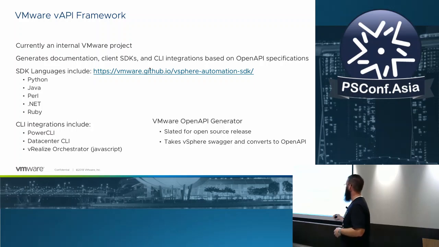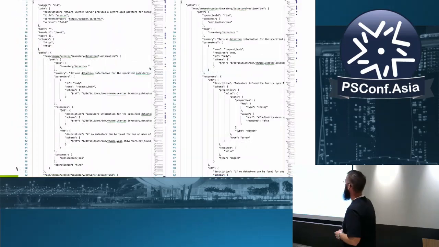And so what we have is this VMware OpenAPI generator. It was supposed to be released last week, and for reasons unbeknownst to me, it's still not public as of today. But basically, it converts it to an OpenAPI spec. So taking a look at what these two look like, on the left-hand side is the OpenAPI spec that it fed out. On the right-hand side is, for lack of a better term, the vSphere Swagger.